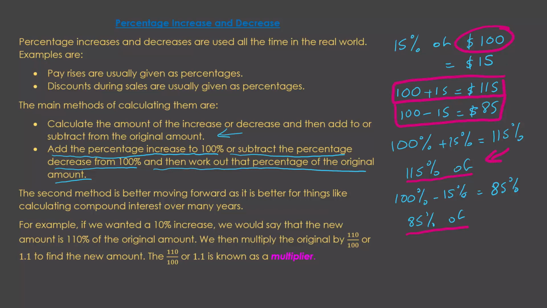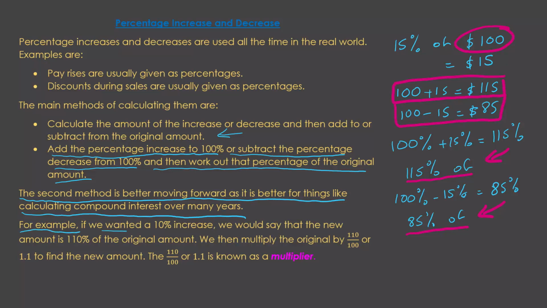This method is actually better moving forward in mathematics and will help with things like interest. So I say that just here. The second method is better moving forward, as it's better for things like calculating compound interest over many years. It cuts down on the number of calculations you need to do.